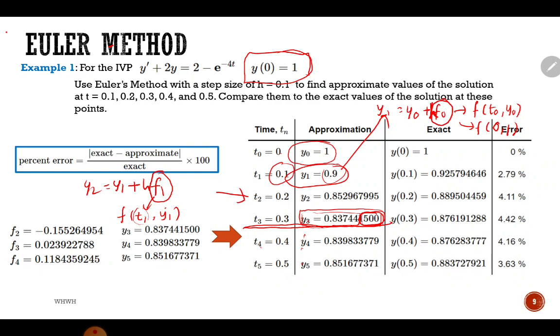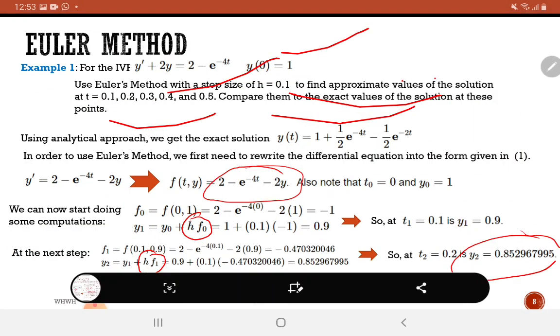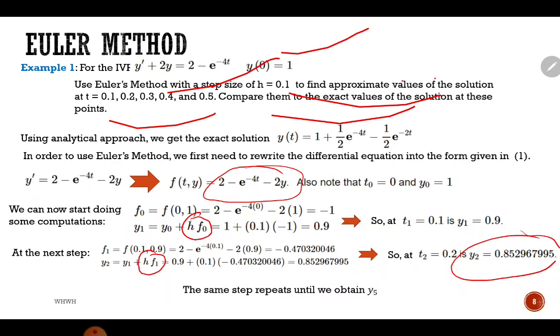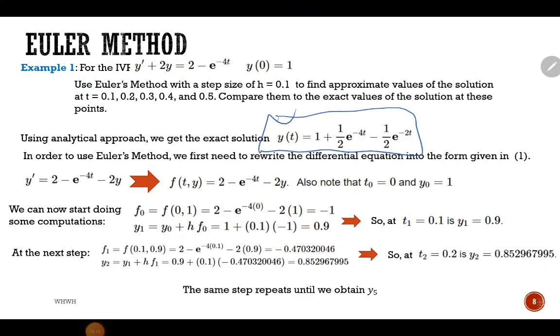Okay, this is the numerical method. For the exact method, maksudnya you kena cari dia punya solution using the analytical method, the solution using the first order differential equation method. Kita dapat this is the solution. We get this as our solution using the analytical method.